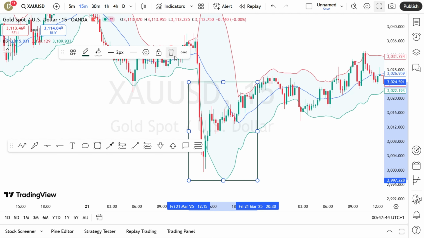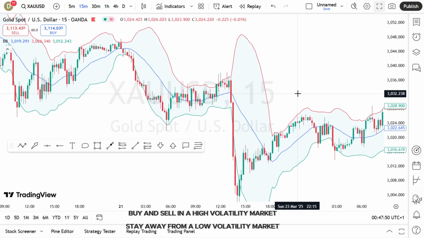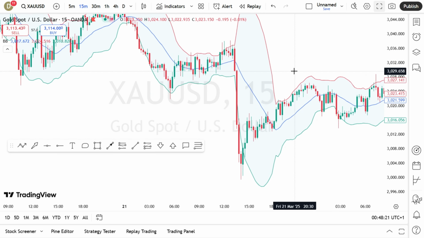So take note of this. We don't buy or sell in a quiet market because there's low volatility in the market. We only buy or sell in a loud market. It means in that market there's high volatility. In forex trading, we buy or sell in a high volatility market, but we don't sell or buy in a low volatility market. So when there's high volatility in the market, the bands expand.